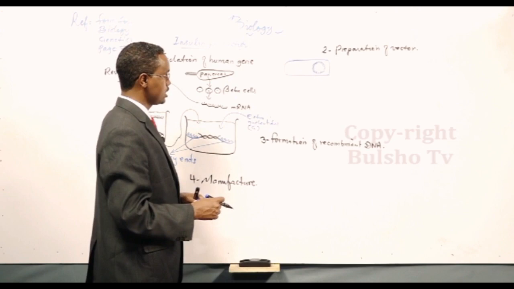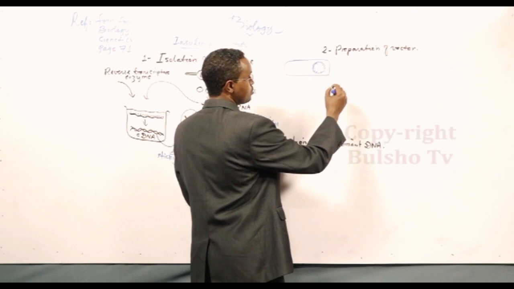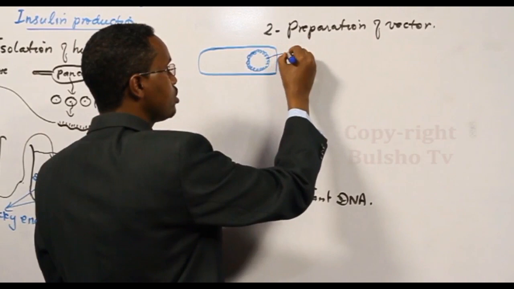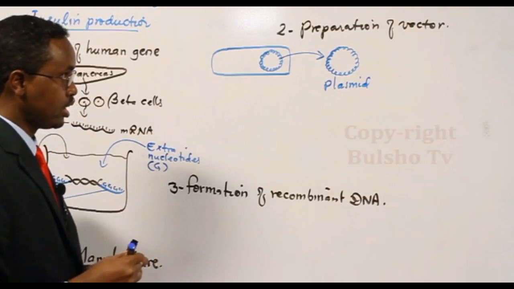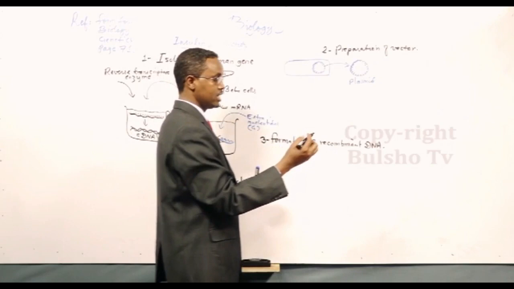This bacteria is called E. coli or Escherichia coli. It is one of the bacteria found in this environment. We have to remove this circular DNA from the bacteria. This is called plasmid. This plasmid we have to insert into a beaker, and then add an enzyme that is called restriction enzyme or restriction endonuclease.